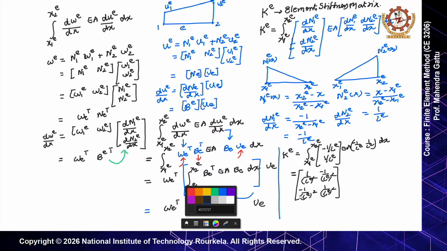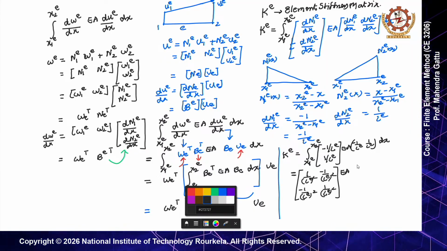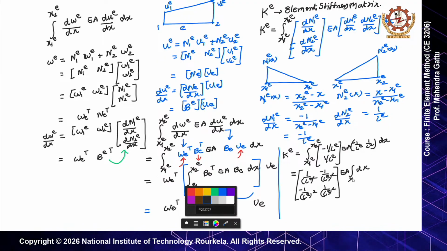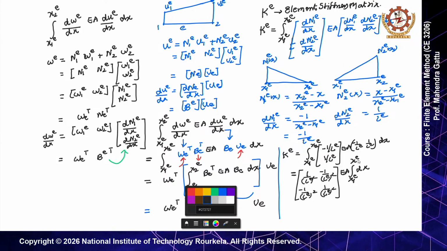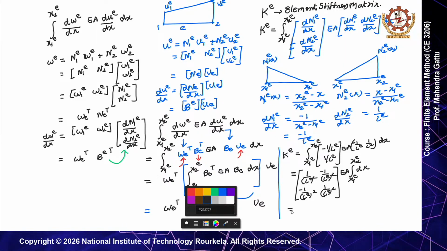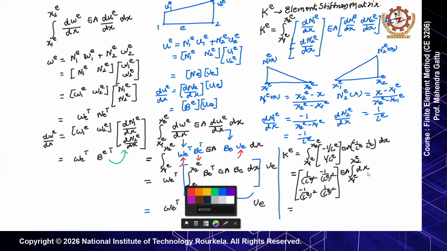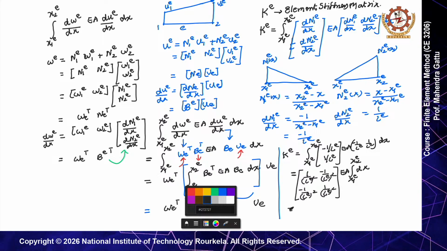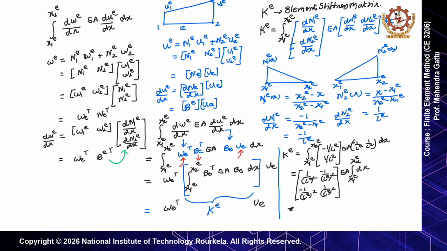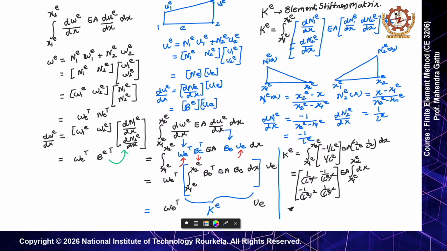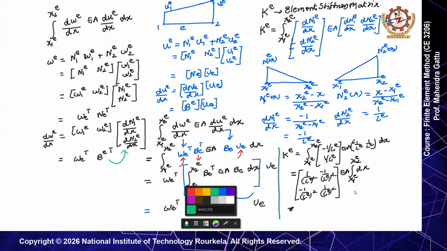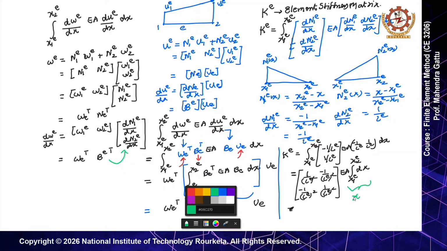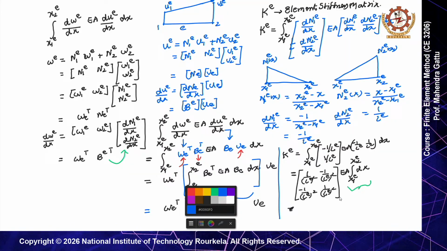So, we can take it out of the integral, and EA also we can take it out of the integral. We will be left with the integral of dx from x1e to x2e. So, effectively what you will get, dx will be x2e minus x1e, which is Le. So, finally, we get our Ke value. This term will be Le.